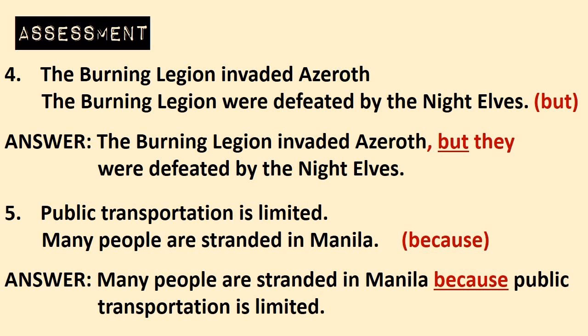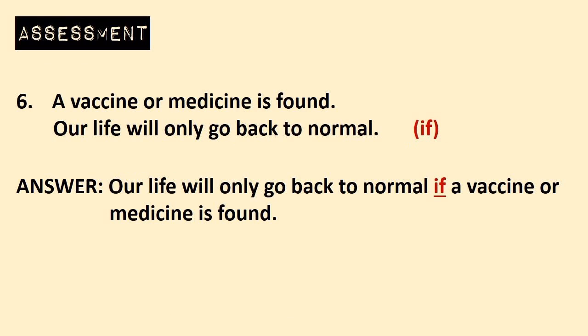4. The Burning Legion invaded Azeroth. The Burning Legion were defeated by the Night Elves. Answer: The Burning Legion invaded Azeroth, but they were defeated by the Night Elves. 5. Public transportation is limited. Many people are stranded in Manila. Answer: Many people are stranded in Manila because public transportation is limited. 6. A vaccine or medicine is found. Our life will only go back to normal. Answer: Our life will only go back to normal if a vaccine or medicine is found.